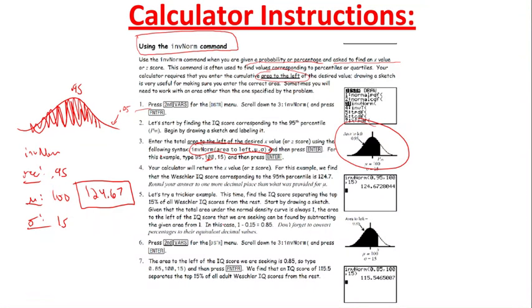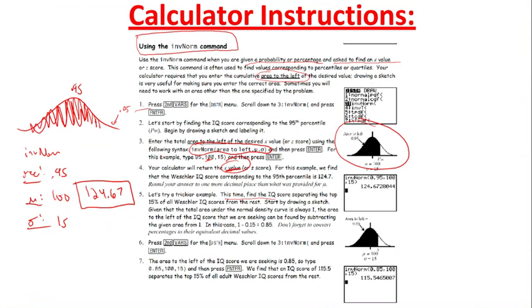And it says your calculator will return the X value or the Z score. In our situations, it will always be the X value. If you're looking for a Z score, then you would have to use a mean of 0 and standard deviation of 1. So there's a way you can do that, but we're just going to concern ourselves with the X value there. All right, so let's go ahead and look at another example.